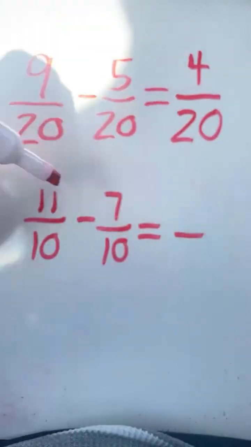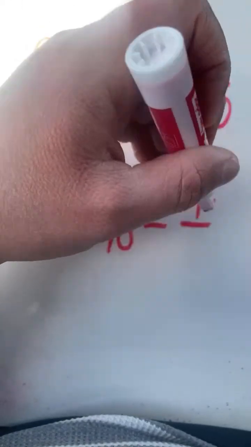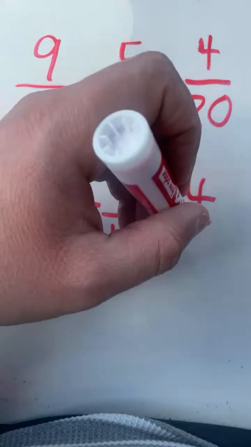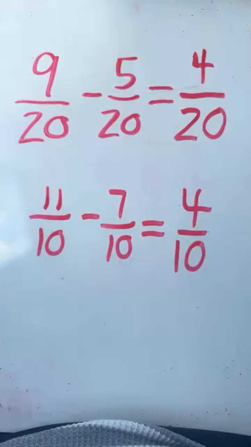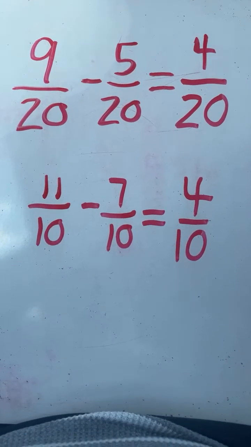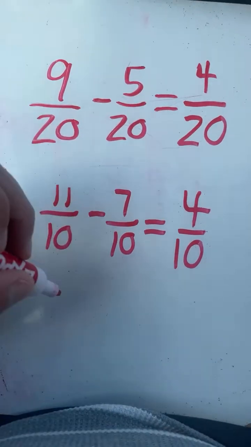All right. 11/10 minus 7/10. Step 1, we subtract our numerators. 11 minus 7 equals 4. Step 2, we keep our denominator the same. 11/10 minus 7/10 equals 4/10. Same steps, even if one of the fractions is an improper fraction.